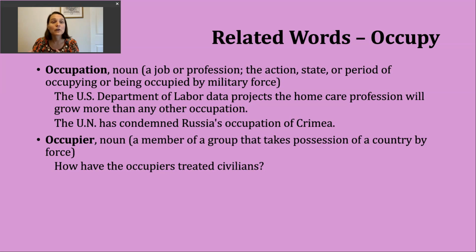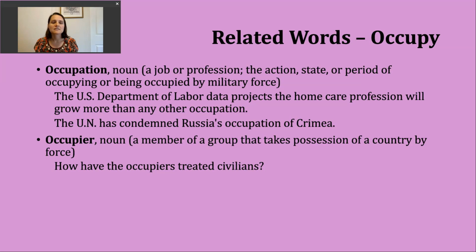There is a territory that has sort of been disputed between Ukraine and Russia, and Russia used military force to occupy this particular area. The next word we're going to take a look at is the noun occupier. This is a member of a group that takes possession of a country or some area of land and are taking that possession by force.